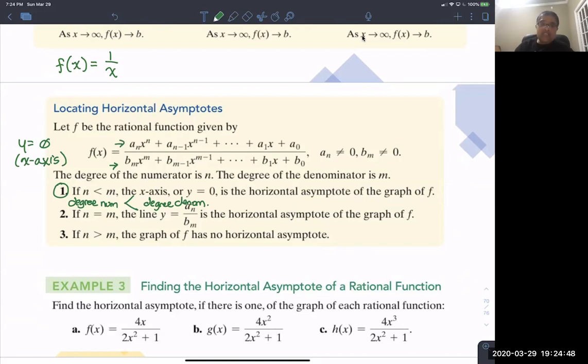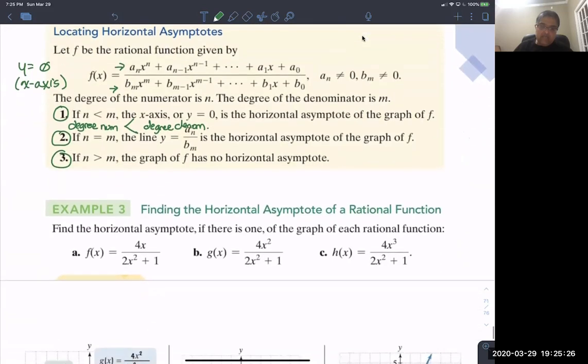If the degrees are the same, then the horizontal asymptote is the ratio of the leading coefficients, and we're going to get to that in a second. And if the degree in the numerator is larger, then you don't have a horizontal asymptote. So one says if the degree in the denominator is larger, then the x-axis, or y equals 0, is your horizontal asymptote. If the degrees are the same, then it's the ratio of the leading coefficients. And number 3 says that if the numerator is greater, you don't have a horizontal asymptote. So let's see how we're going to do this.